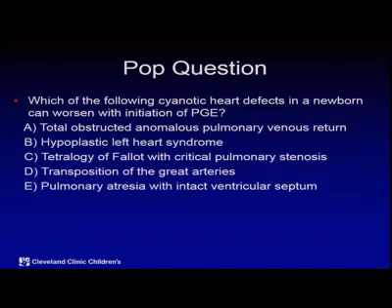All right. Which of the following cyanotic heart diseases in a newborn can worsen with initiation of PGE? So you've seen me now say PGE, PGE, PGE, because generally that's the right thing to do, except in one scenario where you could actually make them worse. So go ahead and read these and put your choice. And we can start the timer, please.